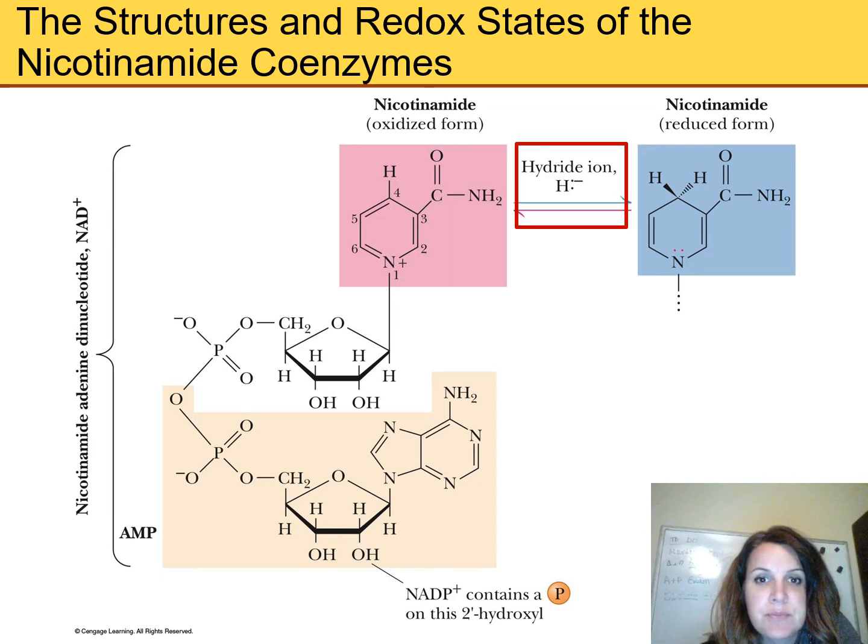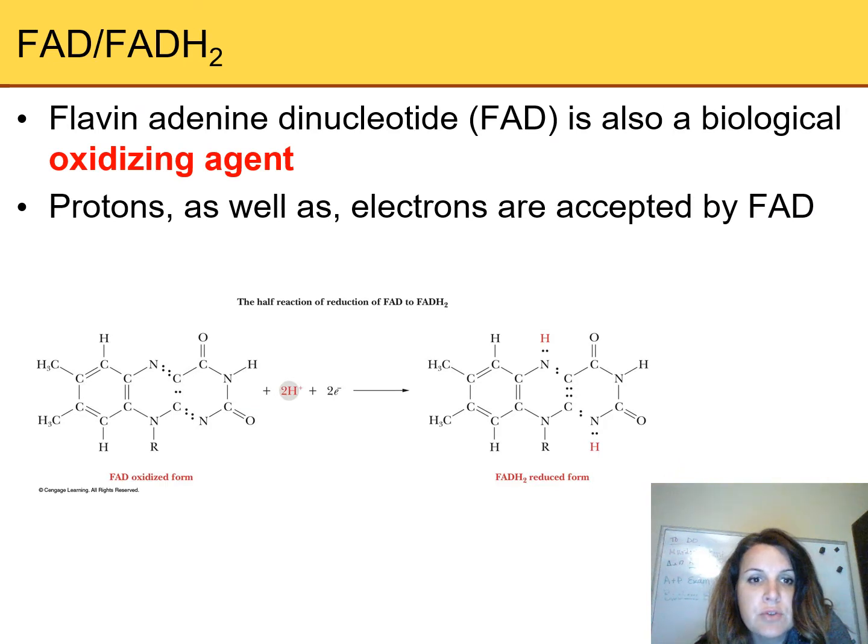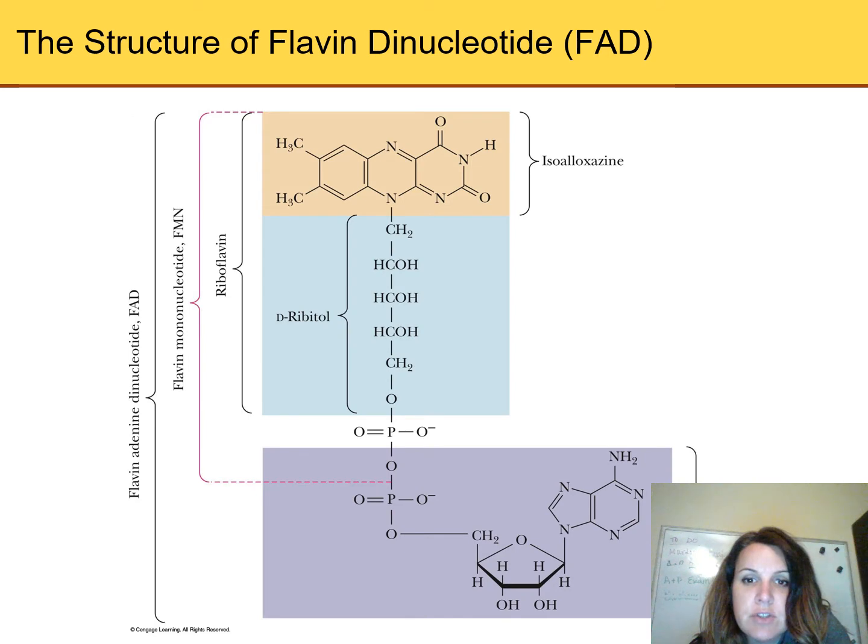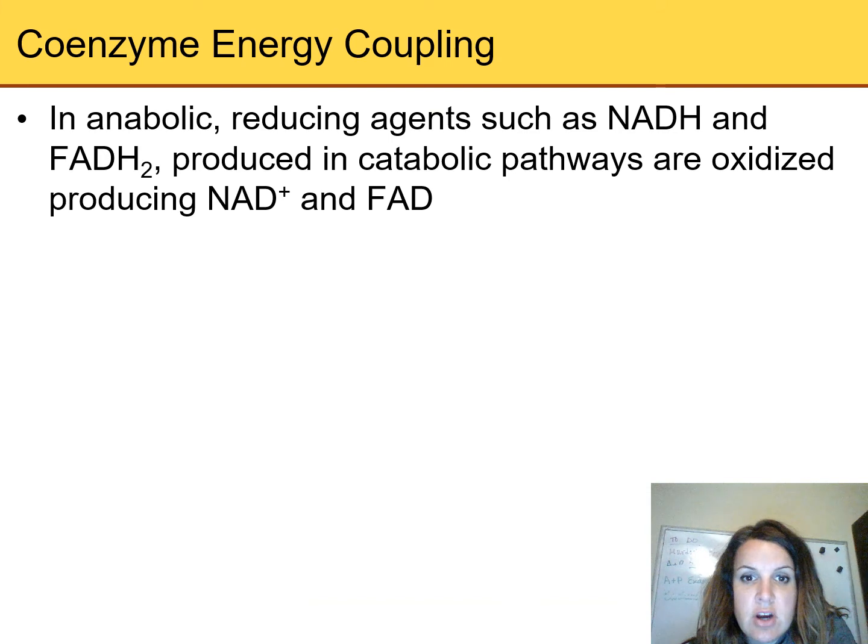Another important coenzyme to know about is flavin adenine dinucleotide, and in this case you have two protons along with two electrons that are accepted. So FAD is considered the oxidizing agent, and it is reduced to make FADH2. And this image here just gives you the overall structure of FAD. NAD+ and FADH2 are super important because they provide the energy needed for anabolic pathways.